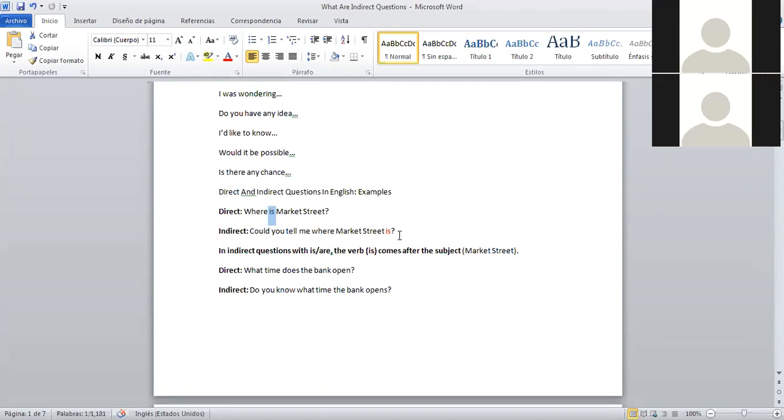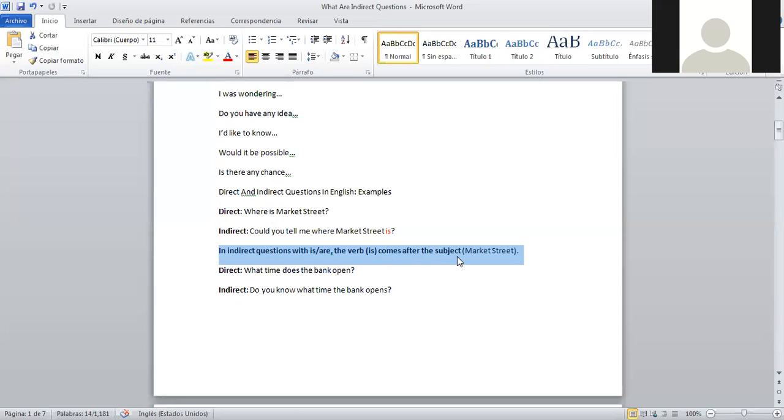Teacher, question. Why is the is at the end? Ah, eso no le puedo decir. Es simplemente una regla. Nosotros en español decimos, ¿dónde está el baño? Es la estructura gramatical en inglés. No puede ir en ninguna otra parte, después del sujeto. Y aquí dice la explicación: in indirect questions, with is, are, o puede ser en pasado, was, were, the verb comes after the subject.